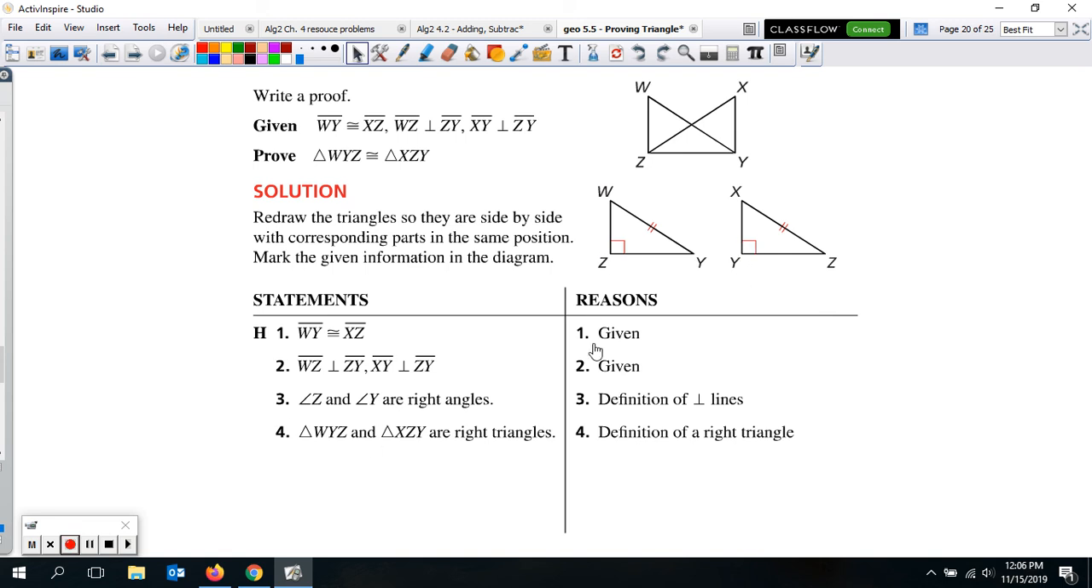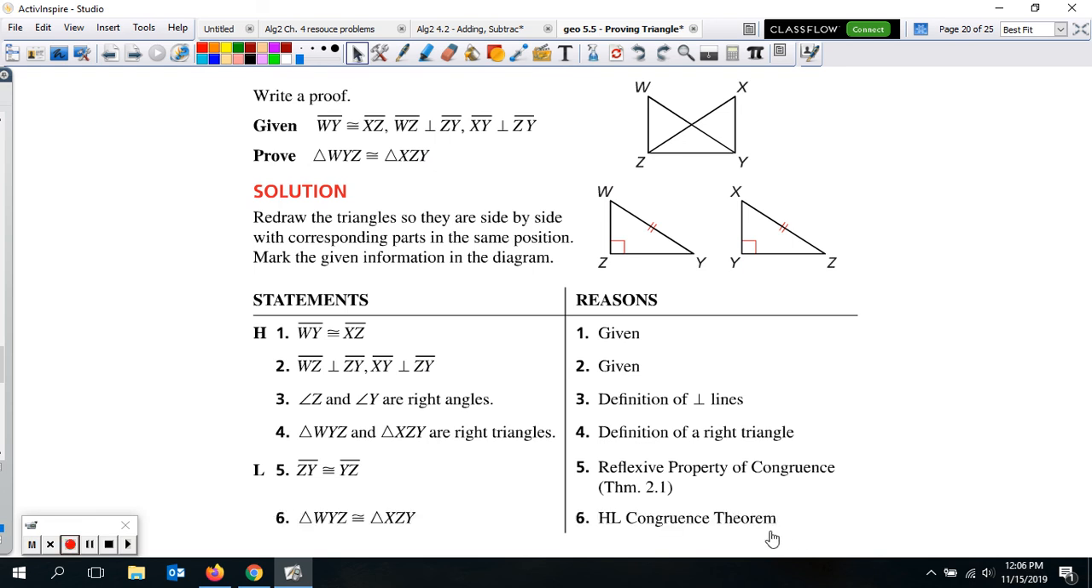And so now we're going to look at our last one here for the side, and that would be the shared side here at the bottom. So we can now say that this side is congruent to itself. ZY is congruent to YZ right there, and that's the reflexive property. Therefore, now that we have the H and the L, we can write down the two triangles that we're proving are congruent, put the proof part down here, and say HL congruence theorem on the other side for the reason. That's it.